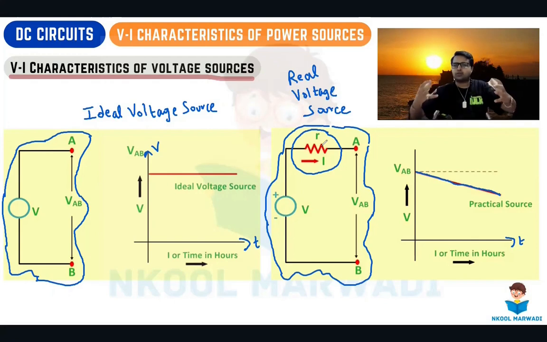Because what is a voltage source? A voltage source is supplying energy. If that energy is getting dissipated, it means that the voltage will not remain constant. With time, it will keep on decreasing. So this is a very important analysis we are doing. So these are the VI characteristics of voltage sources.